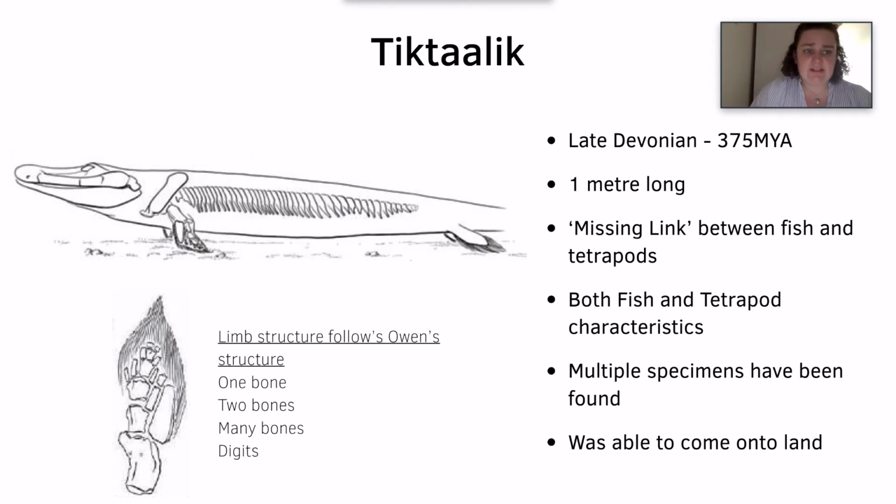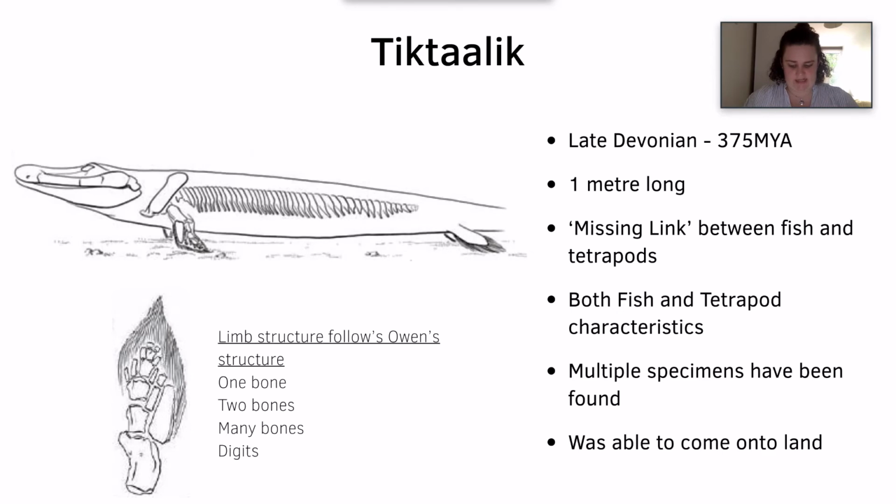People, when talking about Tiktaalik, often say it could have done press-ups, which I think is probably true. So multiple specimens have been found, around 20 different specimens by Shubin and others, and quite a lot of different growth stages have also been found.